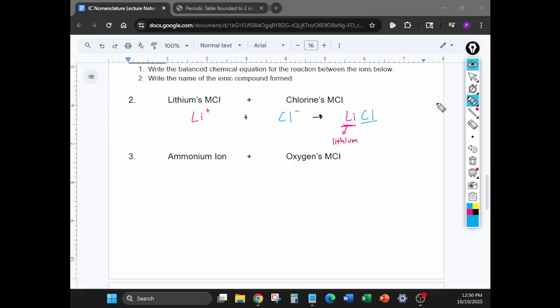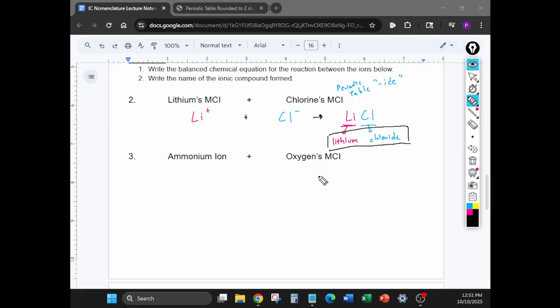For Cl, we have to figure out where it comes from. Does it come from the periodic table or from the chart? Hopefully, since it's a monatomic ion, you can identify that it comes from the periodic table. That means we have to change the ending to -ide. So we're going to change chlorine to chloride. The name of this compound is lithium chloride. If you got that, great job. That's pretty much naming. It doesn't get harder than that.